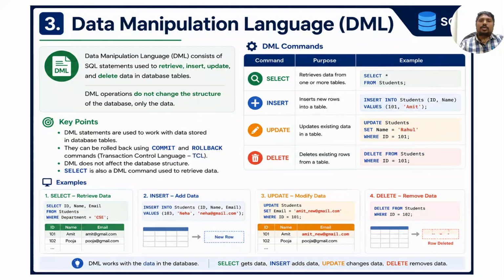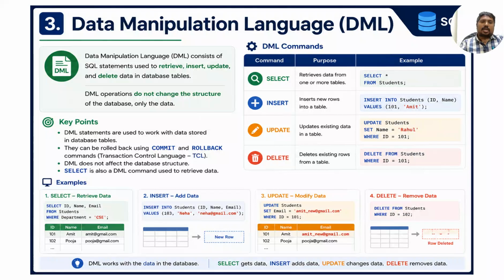Update command is used to update existing data in a table, such as updating a student table with some other name, such as Rahul, with the ID of 101. Delete command is used to delete existing record or rows from a table, such as deleting from student table where ID is 101. The example of this command is given here.